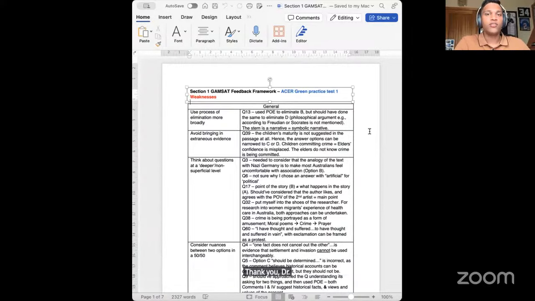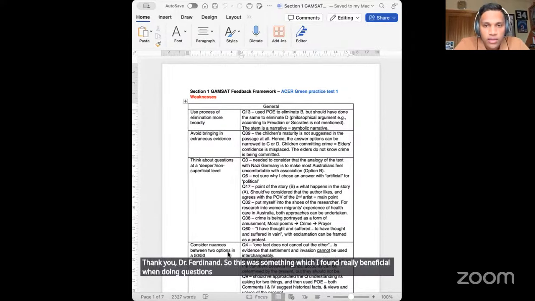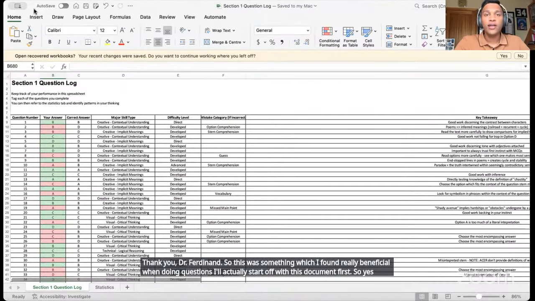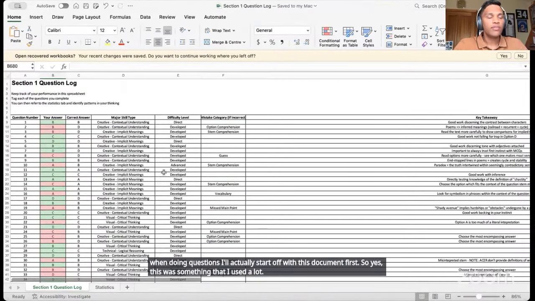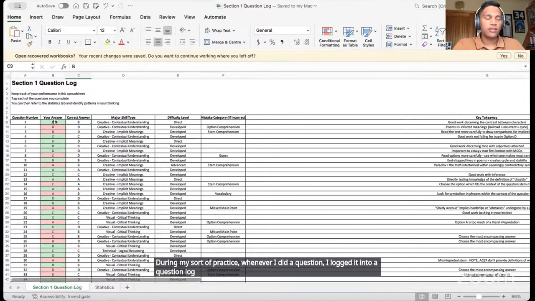So this was something which I found really beneficial when doing questions. I'll actually start off with this document first. This was something that I used a lot during my practice. Whenever I did a question, I logged it into a question log. So you can see my answer, the correct answer, what the major skill type was.